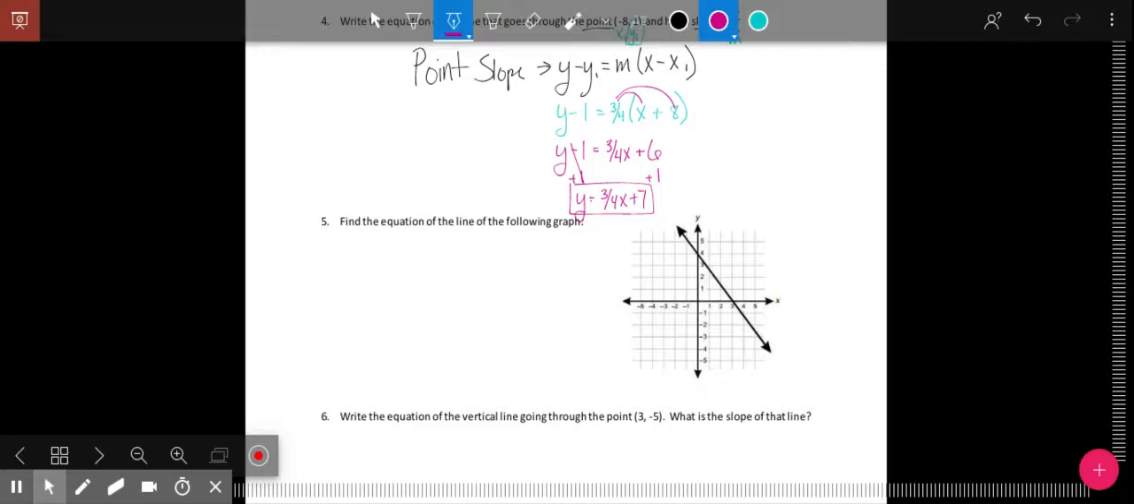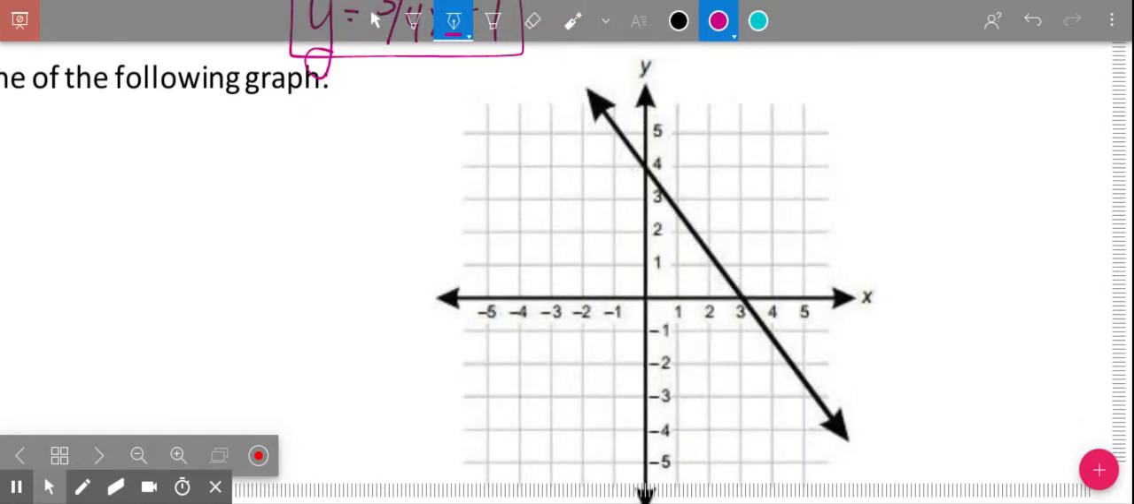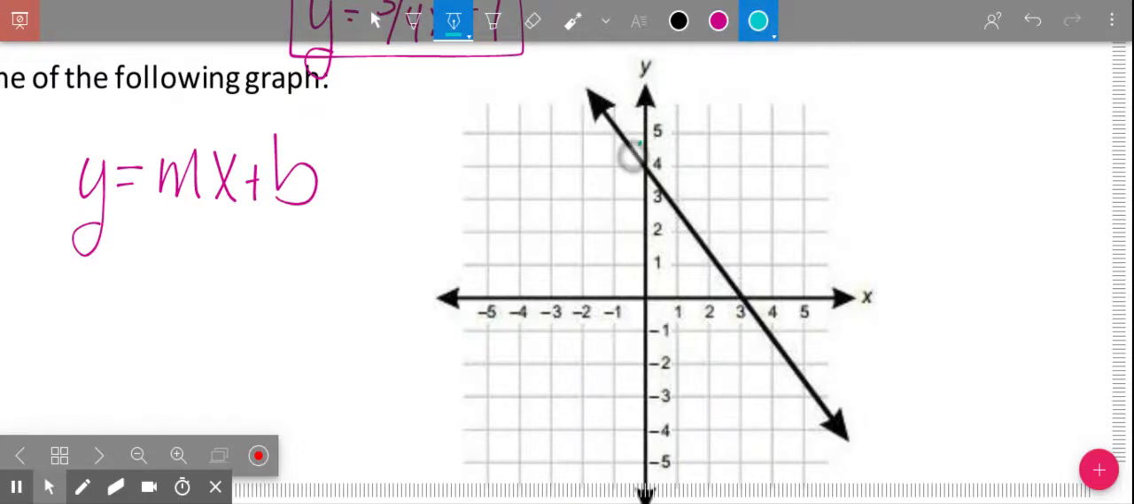Moving on to number 5, it says find the equation of the line of the following graph. If you're given a graph, the easiest form to use is y equals mx plus b, your slope-intercept form, because you can find all those pieces from your graph. My y-intercept is 4, so my b value is going to be 4 because it goes through the y-axis at the point (0, 4).